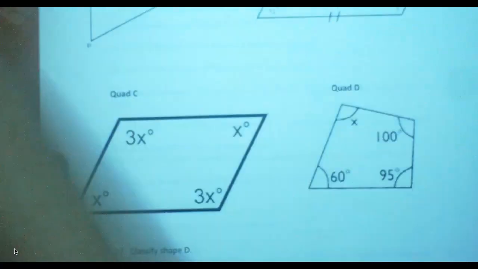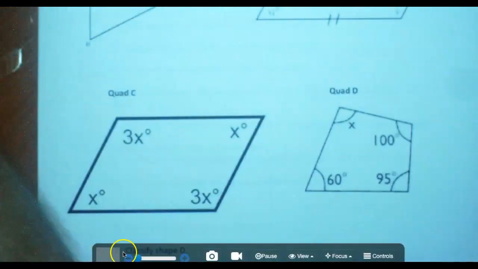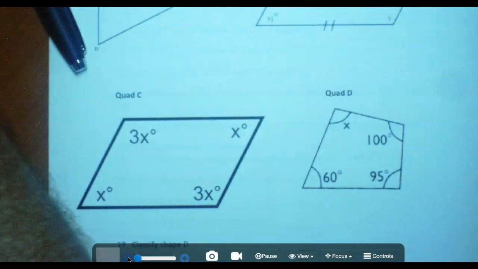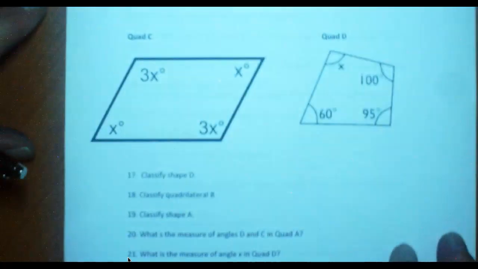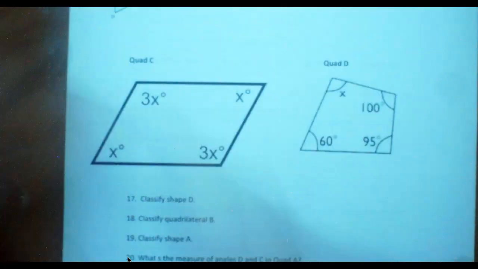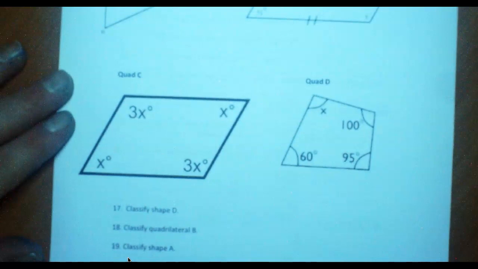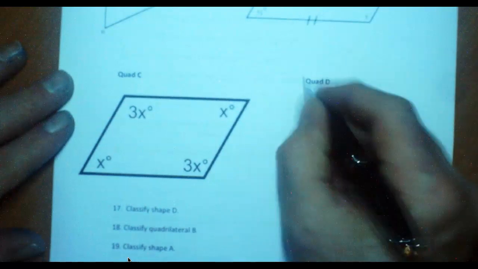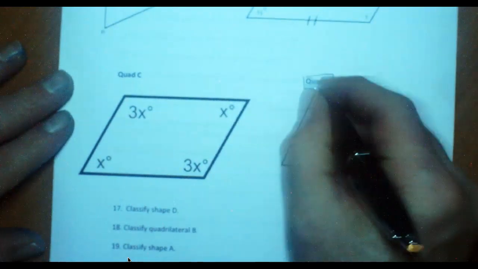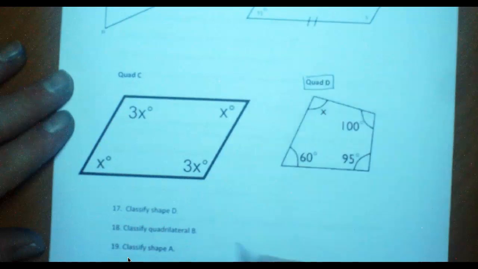Okay, so we've got all these different quads, and I guess I have to zoom out just a touch so you have a better view of the entire page. Can't get quite zoomed out enough. All right, so we need to classify shape D. Well, here's quadrilateral D right here. Classify that shape. Well, in other words, what is it?